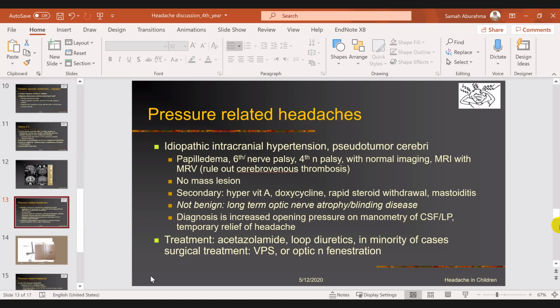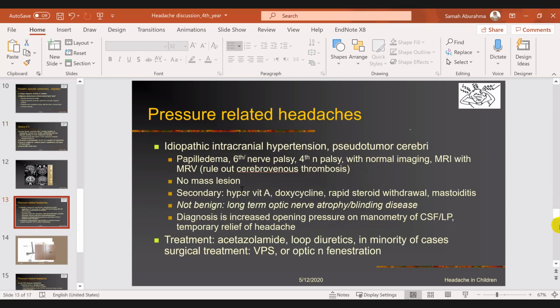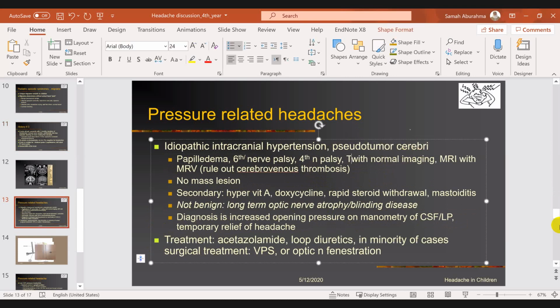طب دكتور شو فرقت عن اللي قبلها هسه؟ عن الترانزيانت فيجوال شيء. Transient visual obscuration is a symptom of increased ICP. Okay, so in patients who have idiopathic intracranial hypertension, transient visual obscurations are a common symptom. Okay, papilledema, 6th-nerve palsy, 4th-nerve palsy, and TVOs. So patients with idiopathic intracranial hypertension have transient visual obscurations as a symptom.